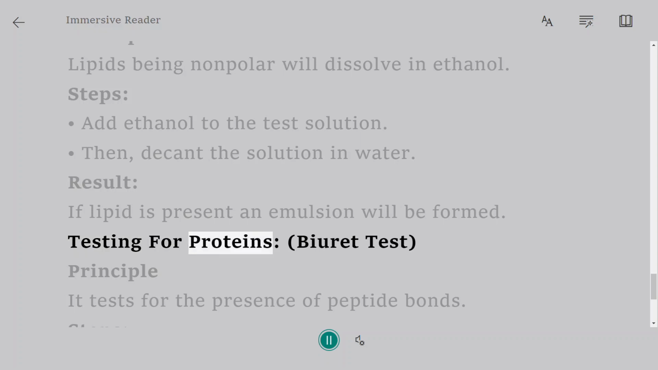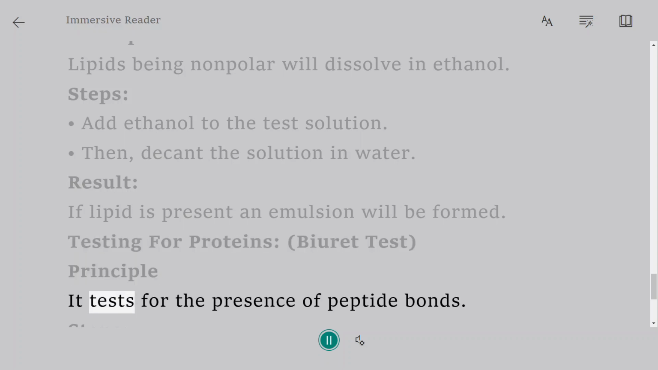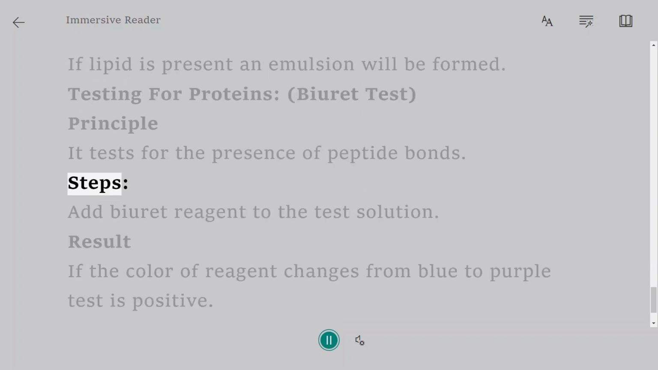Testing for proteins, biuret test. Principle: it tests for the presence of peptide bonds. Steps: add biuret reagent to the test solution. Result: if the color of the reagent changes from blue to purple, the test is positive.